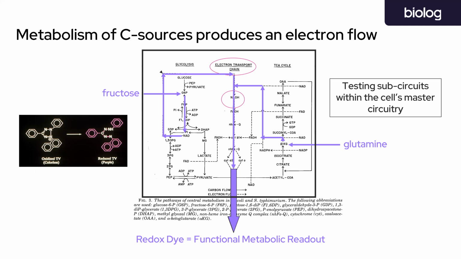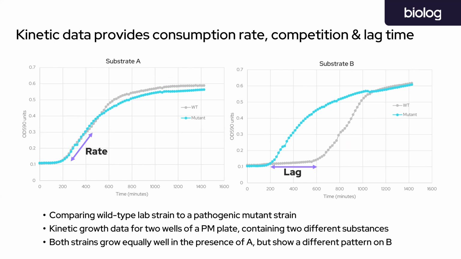So as you can see, we're essentially feeding the cells many different substrates, where we're testing the metabolic circuitry that's going on within that cell. So using Odin and our Phenotype MicroArray plates, you can simultaneously screen through thousands of culture conditions at the same time and generate valuable kinetic plots.